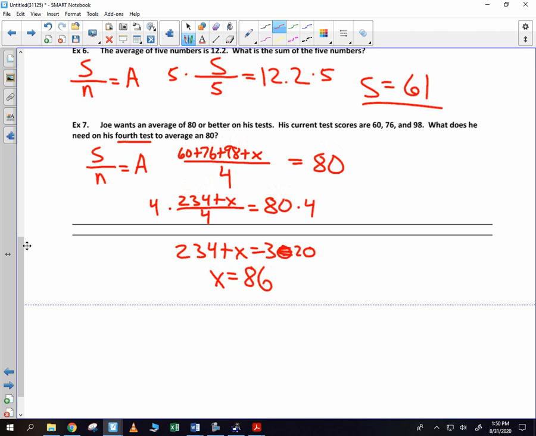And hopefully that makes sense. 60 and 76 are both below 80, whereas 98 is above 80. Hopefully it makes sense that 86 seems about like a reasonable amount in that regard.